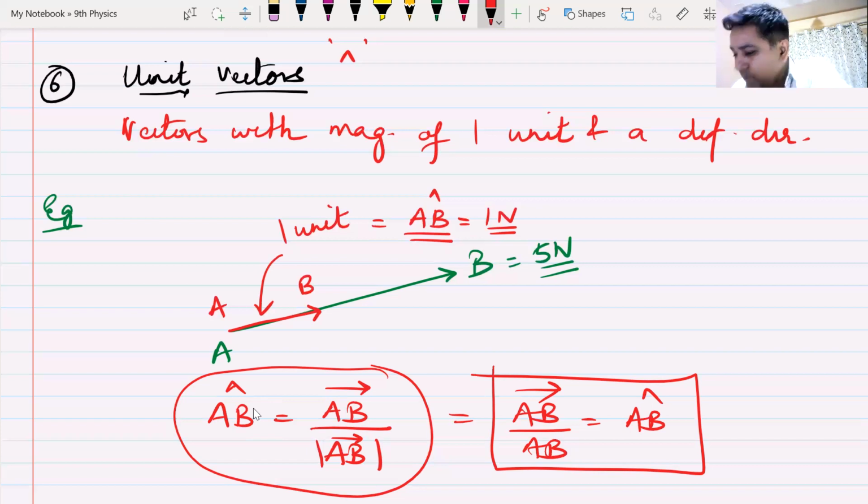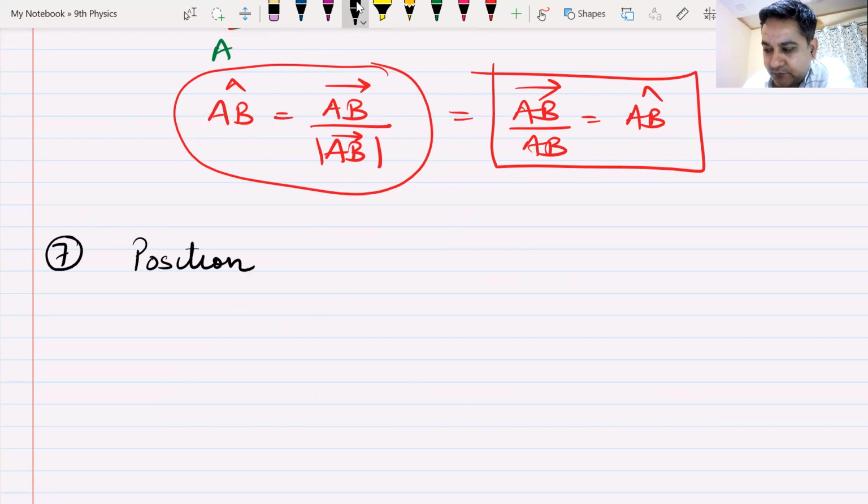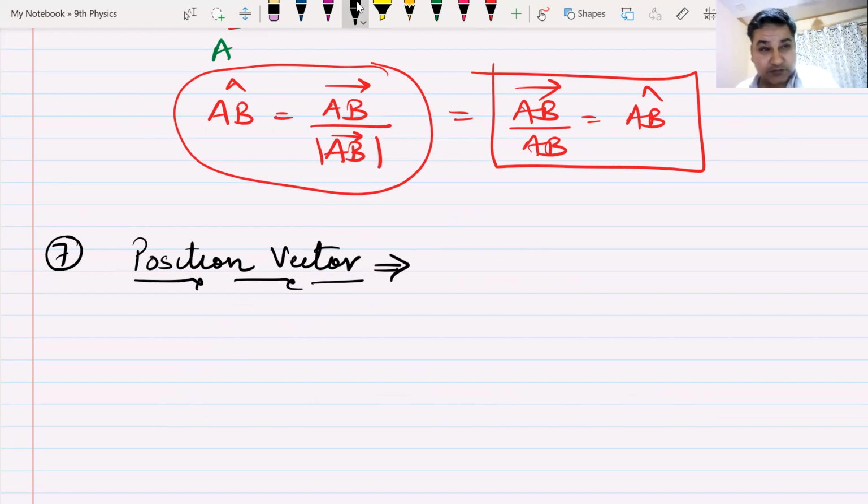No, sir. Okay. The last in this category and the most important one of these is number 7, which is known as position vector. Now, what is this position vector? Anyone, any idea?